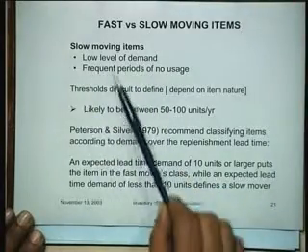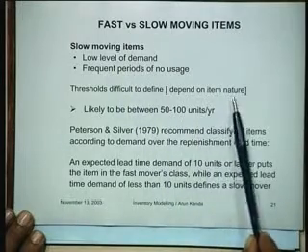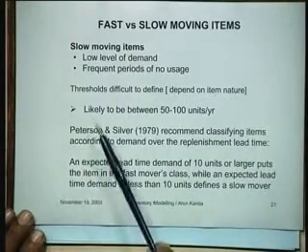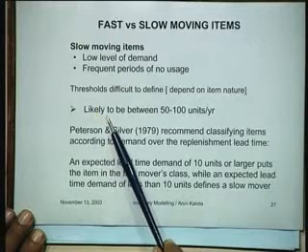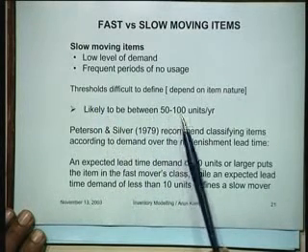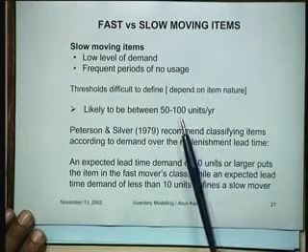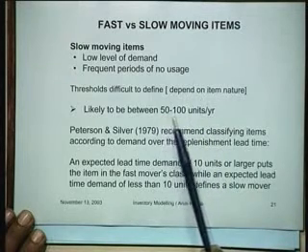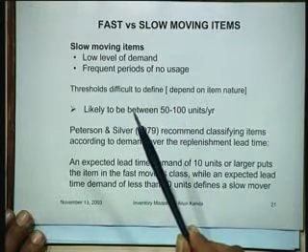And thresholds are difficult to define. What should be the threshold? These are dependent on the item nature, and normally in the literature it is said that the threshold is likely to be between 50 to 100 units per year. That means if your demand for an item is likely to be less than this, then it's a slow moving item. Otherwise you can call it a fast moving item.